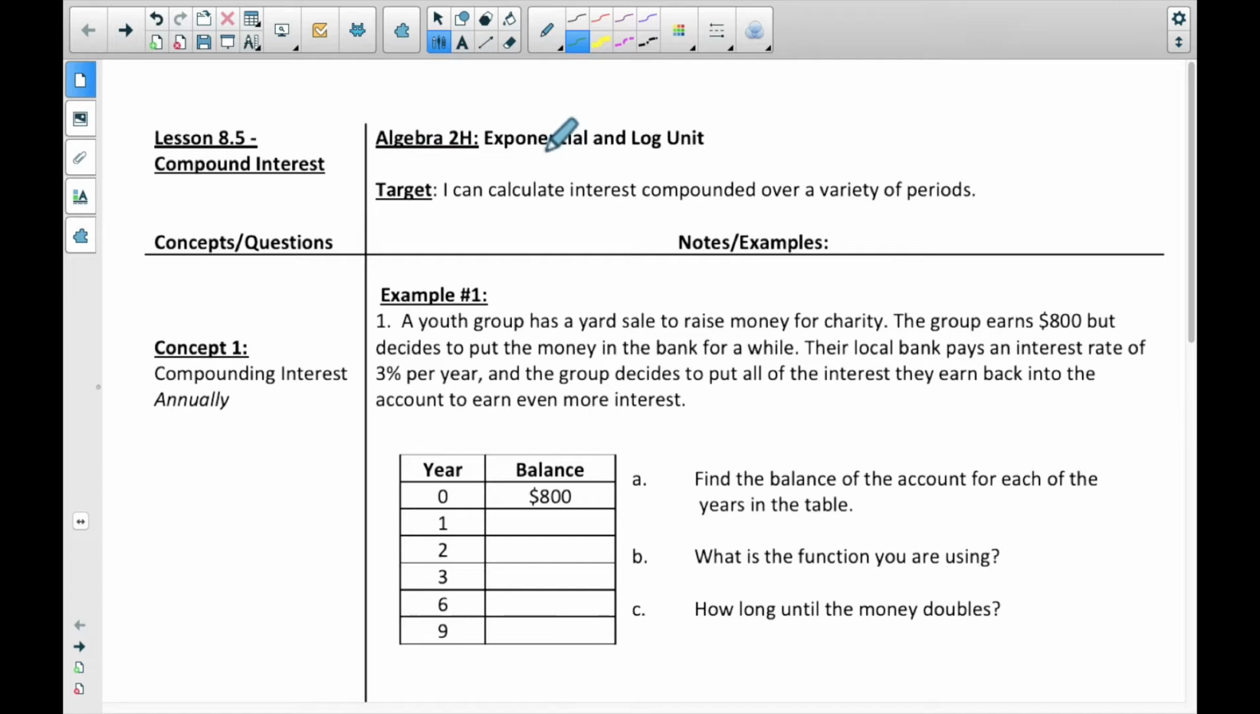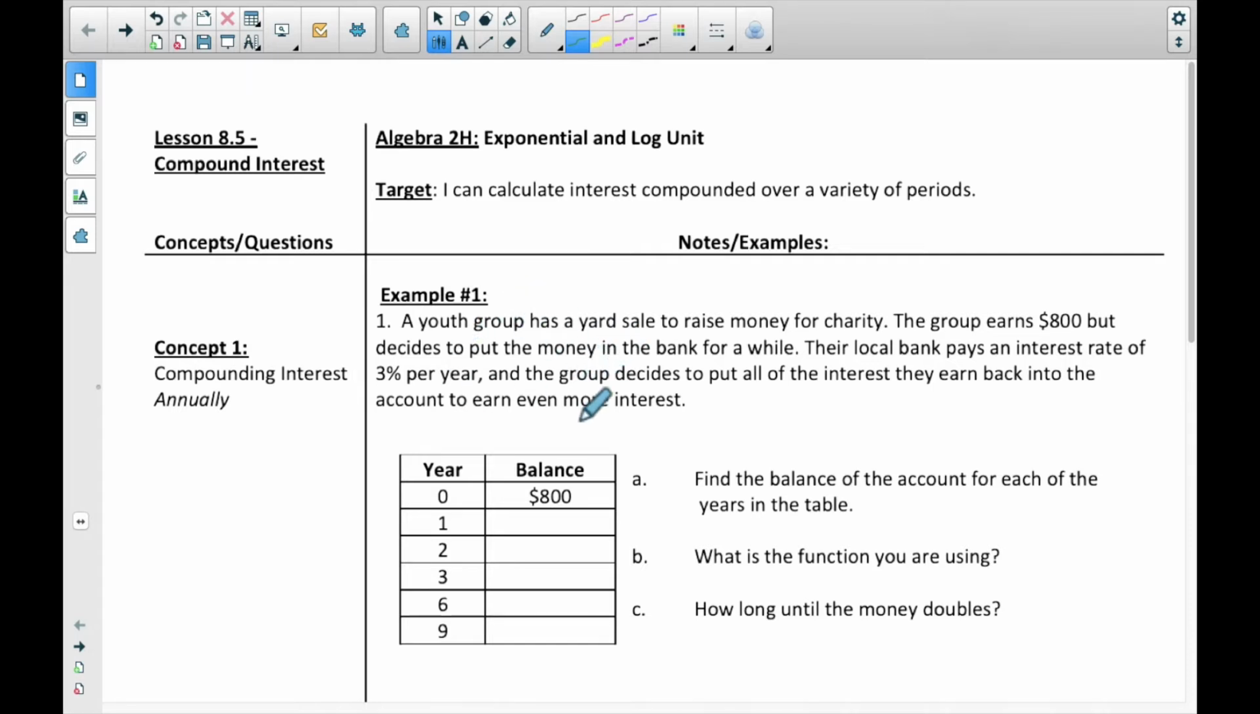We've been talking about exponential functions, and one of the main applications of exponential functions is compound interest. Compound interest is when you put money into a bank and they give you interest on that money. That's what we're going to be talking about: what happens if they compound annually, what happens if they compound monthly, etc.